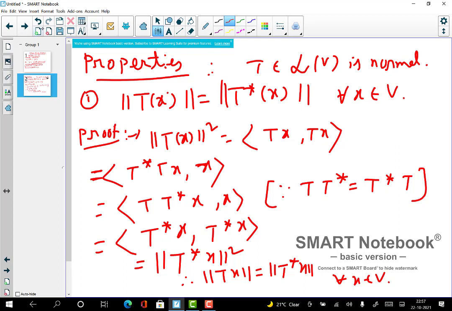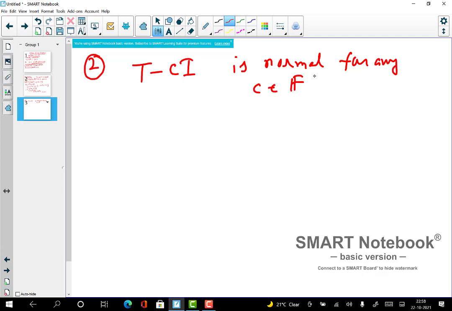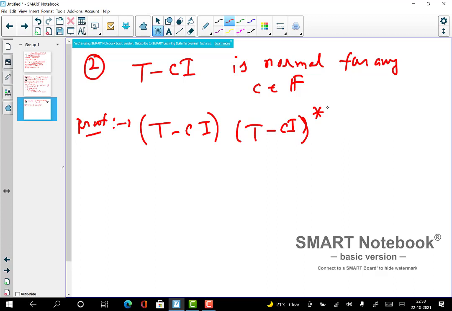These are important things. The second important property is that T minus c I is always normal for any c belongs to the field. The field is anything. For any field this is true. And the proof is also not so difficult. To show it is normal, you need to check that it commutes with its adjoint, the complex conjugate.